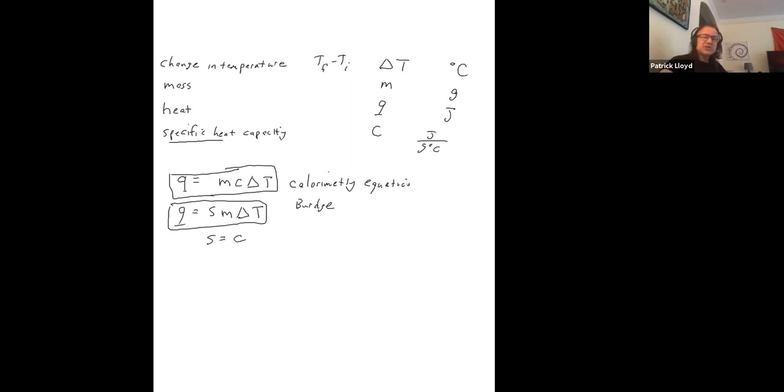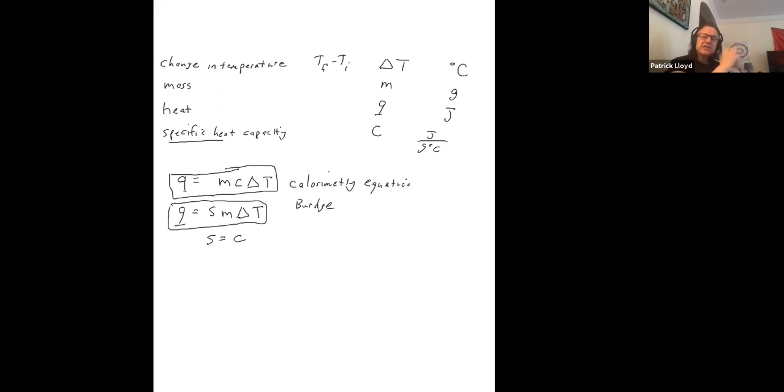Now we have a relationship between heat and specific heat. We have a relationship between heat and mass. We have a relationship between heat and change in temperature. And what this says is it requires a certain amount of heat, energy, to change the temperature of a substance.